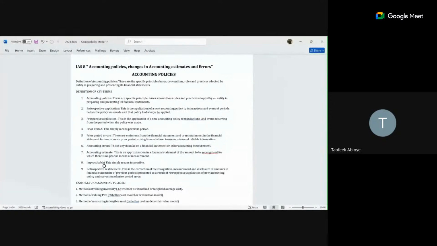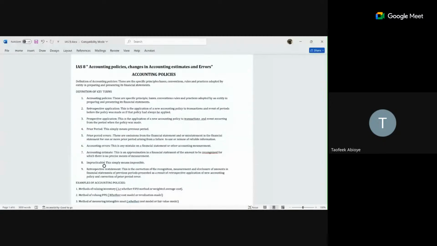Prospective application is just the application of an accounting policy starting from the day that you decided on, when it's been formulated. You are going to apply that accounting policy going forward, not backward. We talk about retrospective as backward application, while prospective is on that present day, then going forward from that day. Then we have prior period, that is previous period. You have prior period errors.